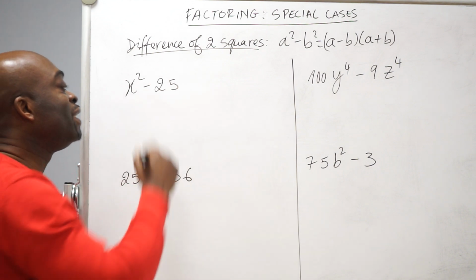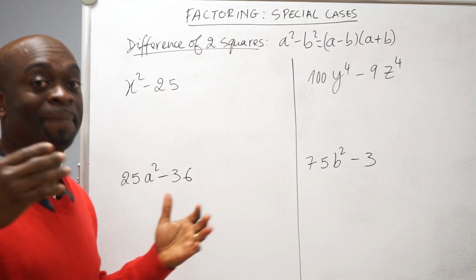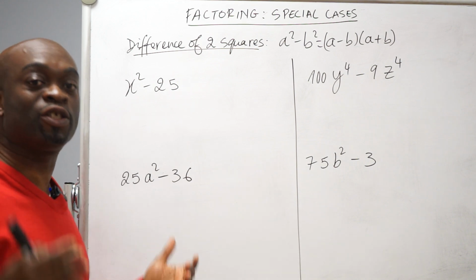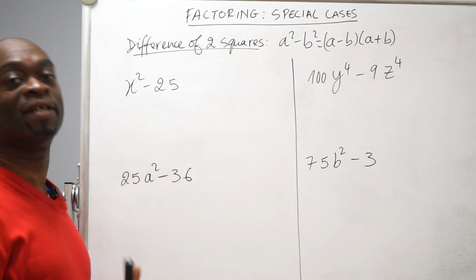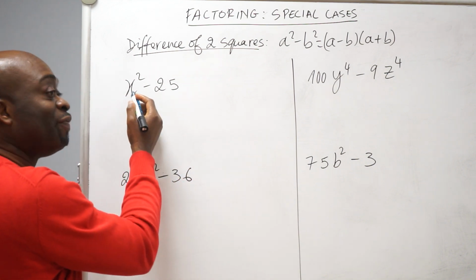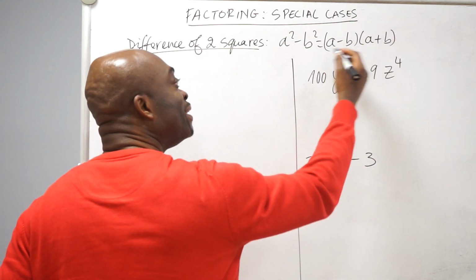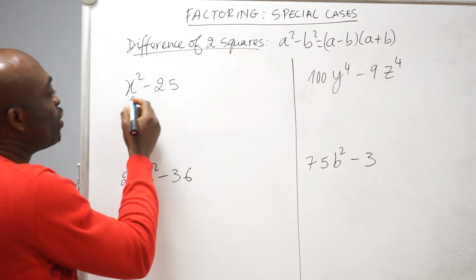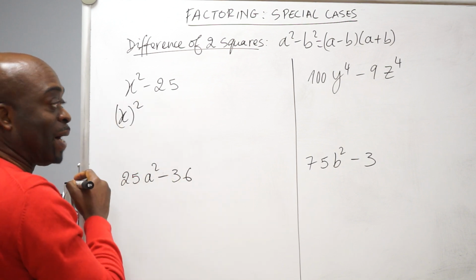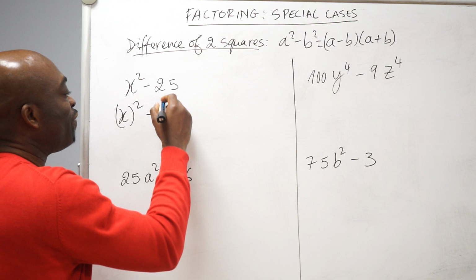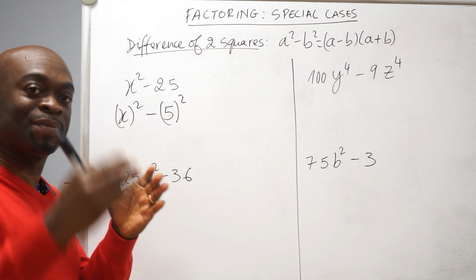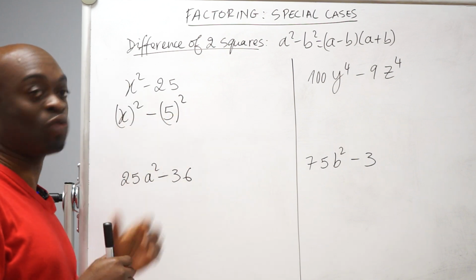And here, what is the number that you multiply by itself to give you 25? That would be 5, because 5 times 5 is 25. In this case, that would be x times x, which is x squared. So that's the number or the variable that you're looking for so that you can apply this formula. So if you have x times x, which is x to the second power, minus 5 to the second power. So x times x is x squared, and 5 times 5 is 25.